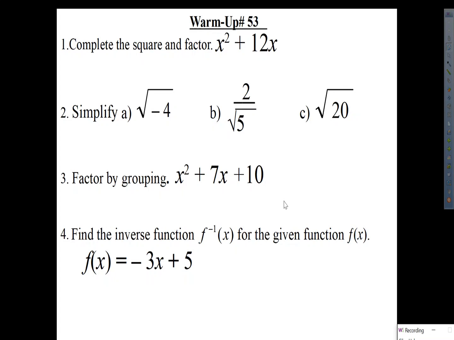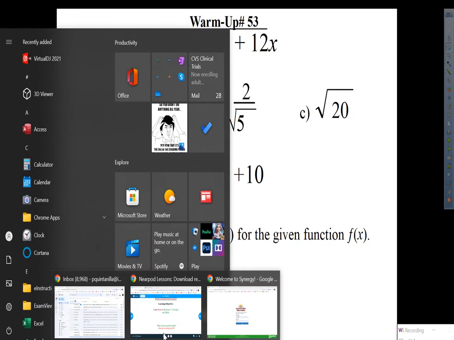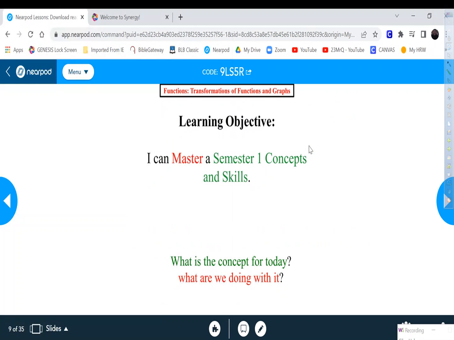So warm-up number 53, we already finished. It's very similar to the one we did before we went to break. And now we're going to get started with our review for our semester final, okay? So with that said, let me get this in front of me, so I can master all semester one concepts and skills.